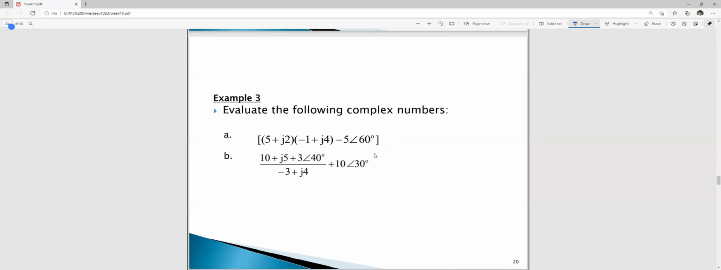So I think this one you can simply do. Evaluate the following complex numbers. But I think using a calculator is quite easy today, because during my time, we needed to convert, write it down first on paper, and then enter it back in the calculator. But right now the calculator has been upgraded.